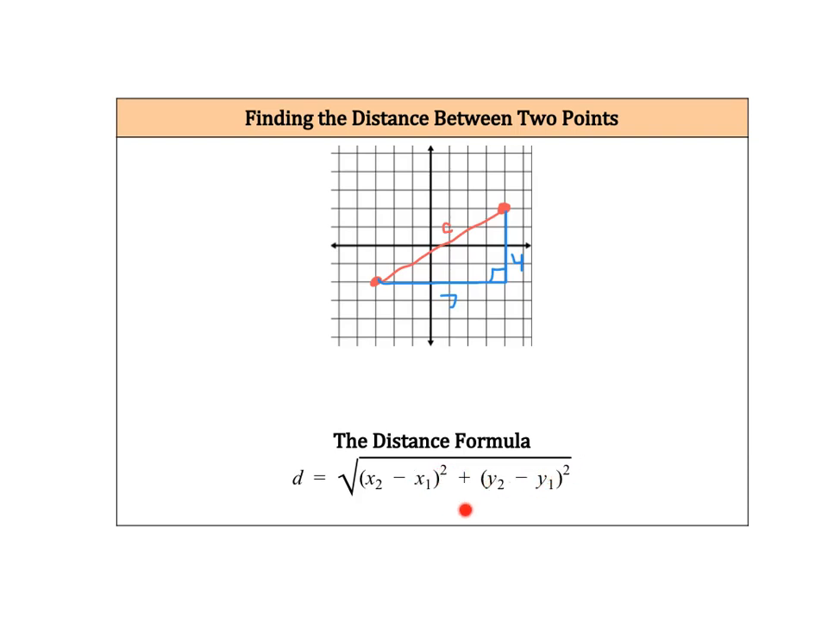So this x1, y1, x2, y2 would just come from these points. For instance, maybe we call this x1, y1, and we would call this x2, y2, and then we would substitute our values into the formula. So we're actually going to solve using the Pythagorean theorem and then using the formula, and we should get the same answer both ways.